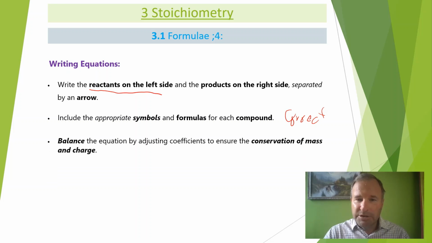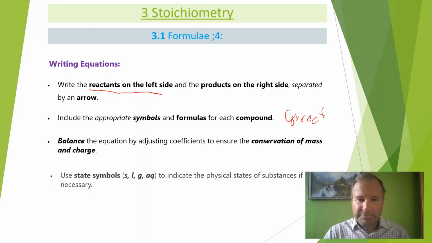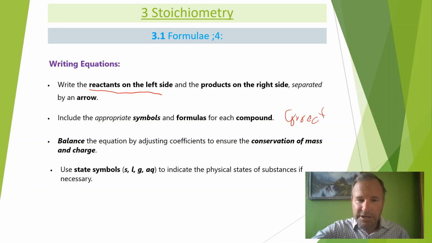So you balance by adjusting the coefficients. Remember, you don't change the reactants' or products' formulas. They should be correct in the first place. And we ensure that conservation of mass and charge are satisfied, i.e. the number of charges on the left-hand side and the right-hand side. In this case, reactants and products also have equal number and type of atoms on the left-hand side compared to the right-hand side. We use these typical state symbols. S stands for solid, L stands for liquid, G stands for gas, AQ from the Latin aqua, or aqueous, means the substance dissolved in water to form a solution, aqueous.